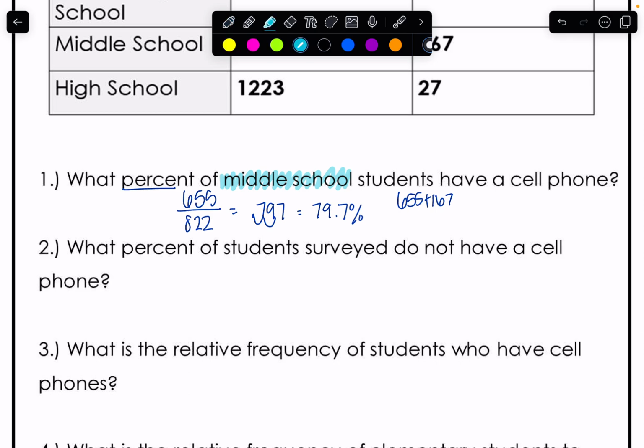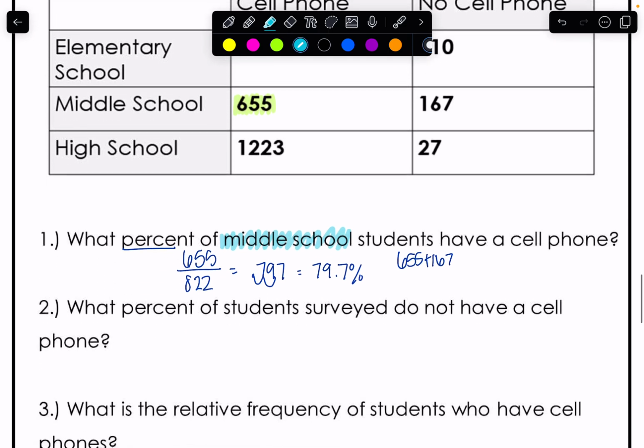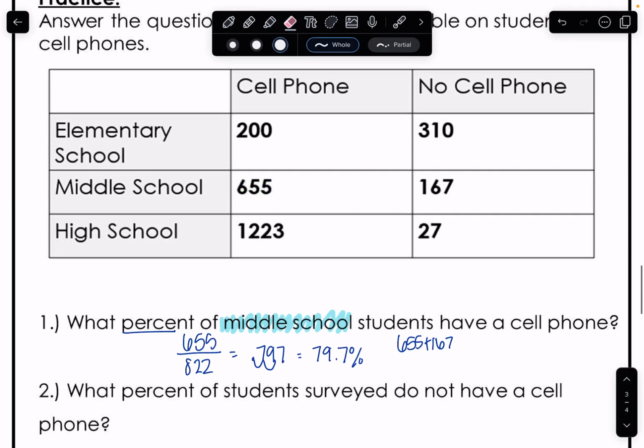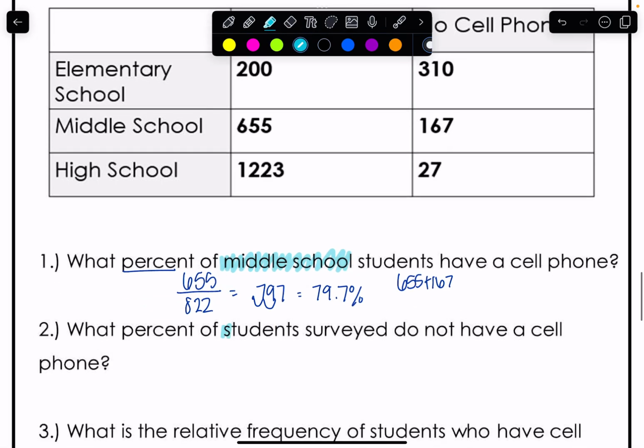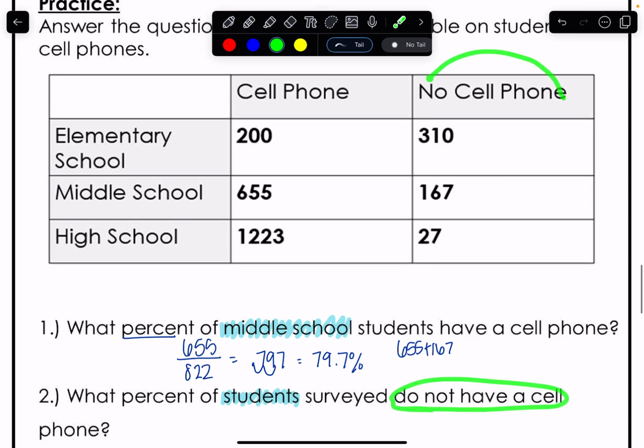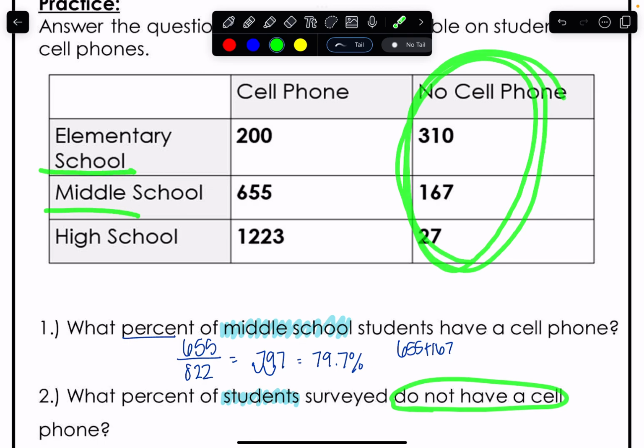So this one's asking what percent of students surveyed do not have a cell phone, okay? I really like this question. It doesn't specify elementary, middle school, high school. It says what percent of students, meaning everyone, right? Meaning every elementary, middle, and high school. So I want to first tally up how many do not have a cell phone. That means this entire column would answer that question, right? How many out of all my students, elementary, middle, and high school, do not have a cell phone? Well, that's this column right here.